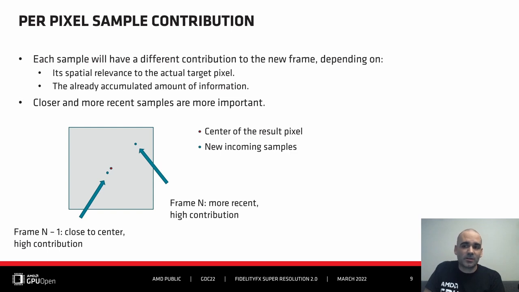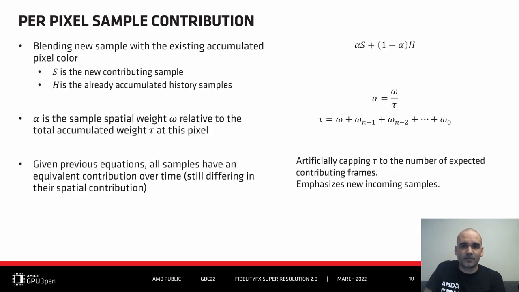What you can see on screen there is a pixel, the gray box, with its center in red, and two samples are represented there. The one coming from frame n-1, close to the center, so high value by the time it was generated, but older now. And the one coming from frame n, further away, but still more recent. Let's see how we can formalize that contribution.